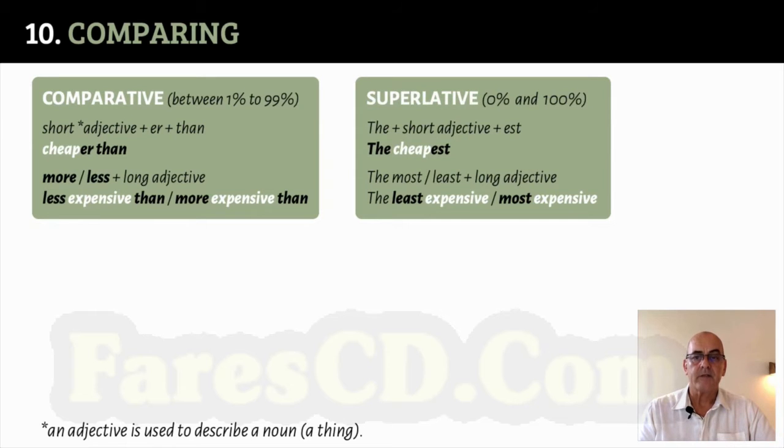And for long adjectives we add the most or the least. The most is 100%, the least 0%. So for expensive we would say the least expensive and the most expensive.